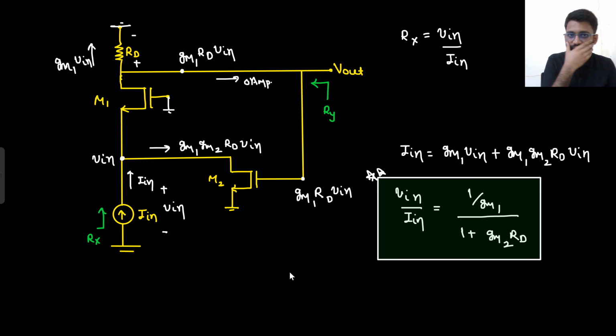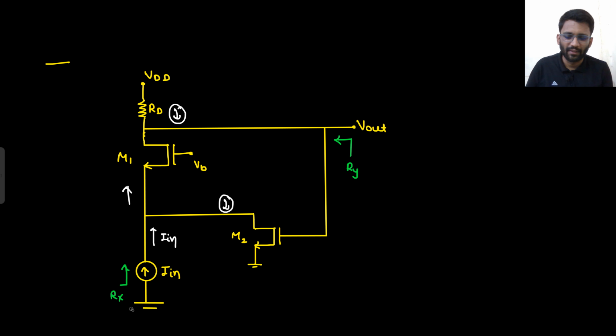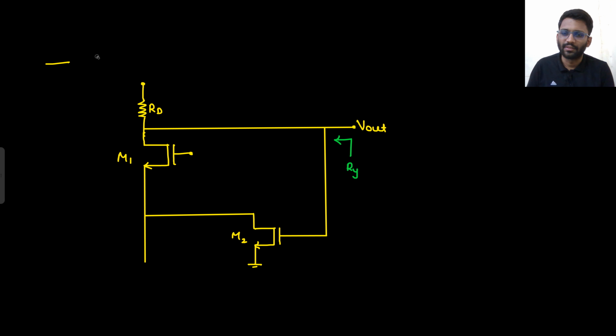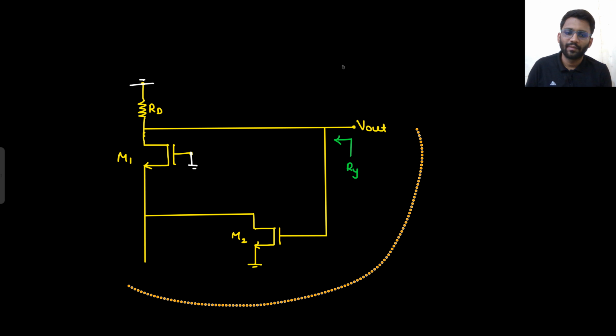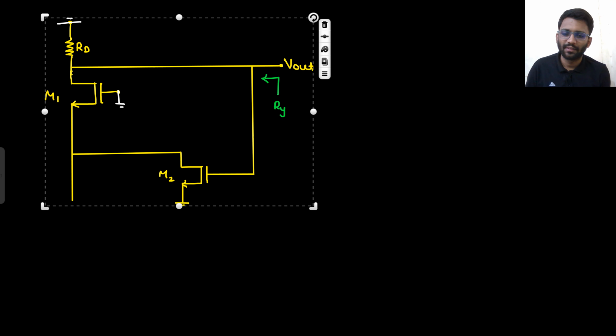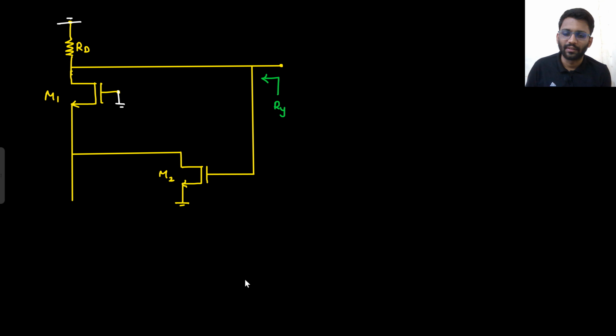What about the third one? You need to find Ry. For Ry, this I in will be gone. So let's make another circuit. Now you need to find Ry. So I in will be gone, right? This VB is already shorted. This will also be shorted. You need to find Vy by Iy. What you need to find? Vy by Iy. This is what you need to find, right?